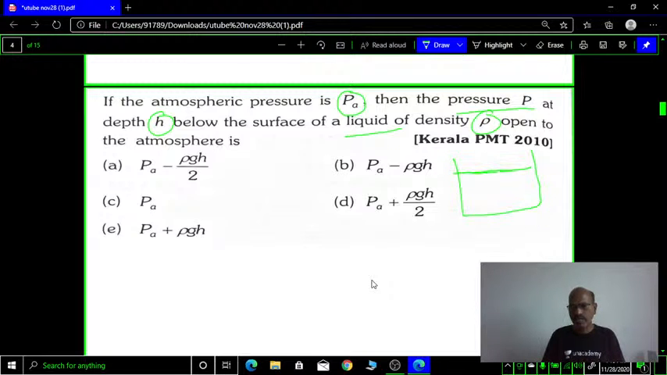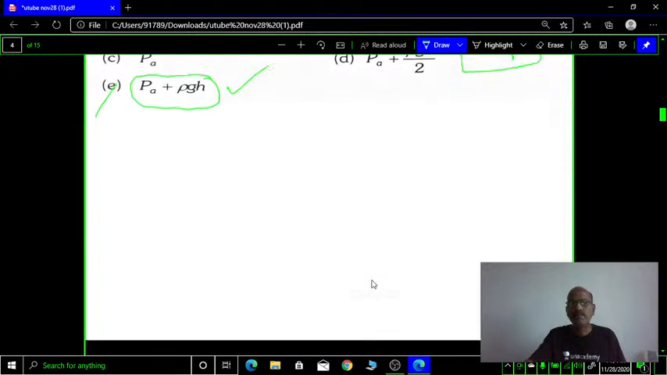This is the liquid level, the surface of the liquid, and a point inside the liquid at a depth, D or H, you can take it. What is the pressure at this point? On the surface, atmospheric pressure is acting. This is the formula we know: atmospheric pressure plus liquid pressure, H rho G. So this is the correct answer. Let us go to the next question.